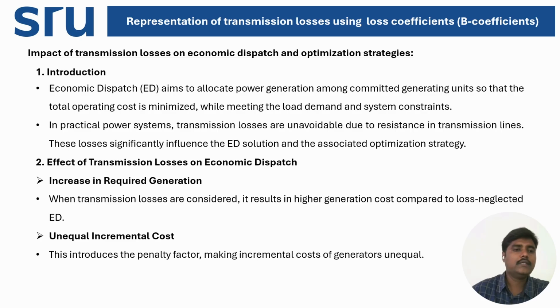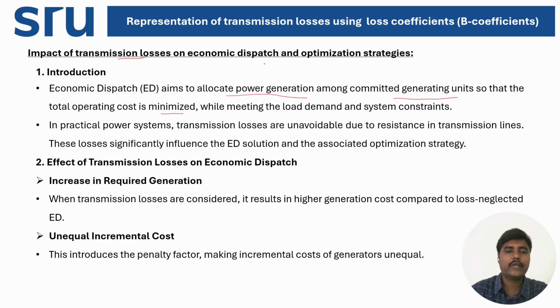So now let's see what is the impact of transmission losses on economic dispatch and optimization strategies. Basically, economic dispatch is nothing but allocation of power generation among committed generating units so that the total operating cost is minimized while meeting the load demand and system constraints.